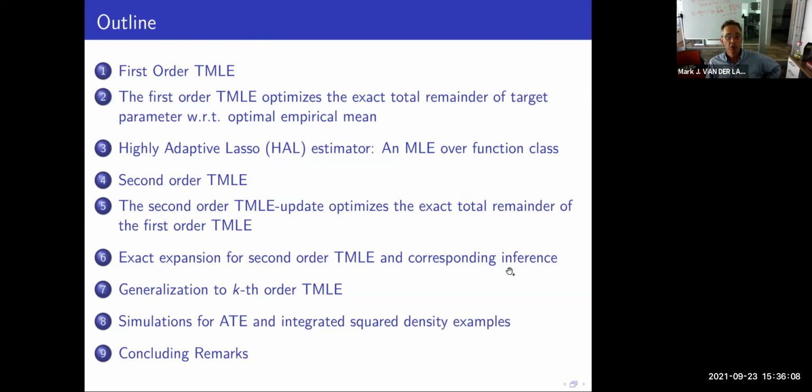So we'll make that formal. That's what this exact expansion is. We can generalize it naturally to a k-th order TMLE, and then the remainder will be (k+1)-th order. And I show some simulations for certain problems like average treatment effect and another well-known theoretical problem of integrated square density, and how this really changes things. And then some concluding remarks. Feel free to interrupt with questions. I don't have to finish this talk; I can easily stop at any time, and there's no problem whatsoever.